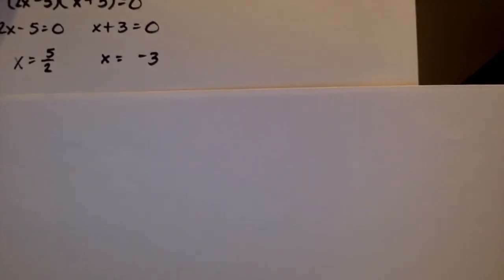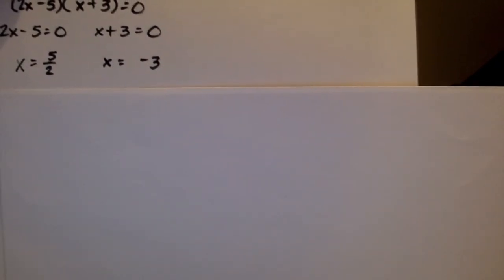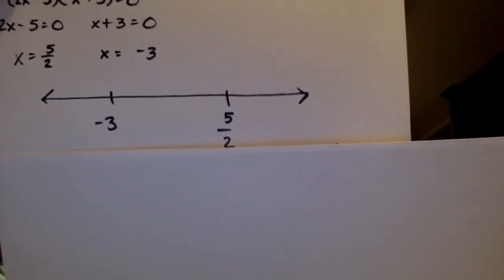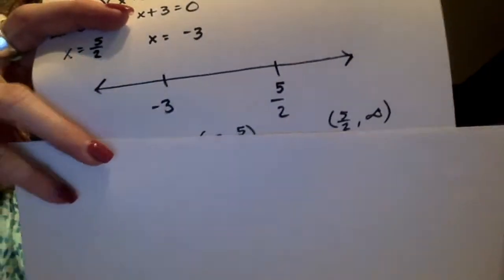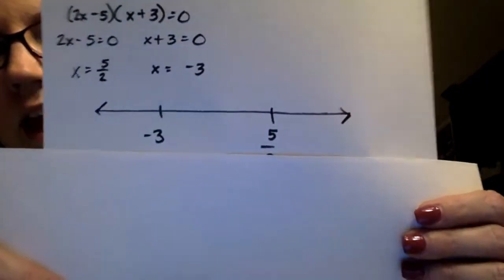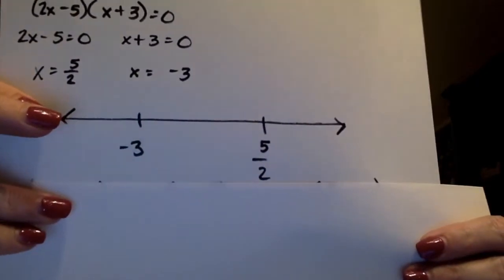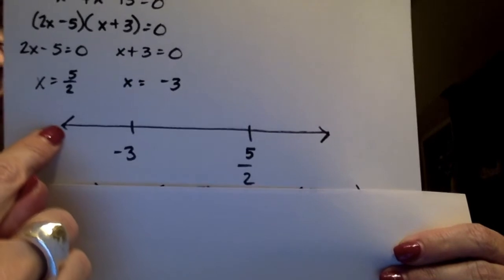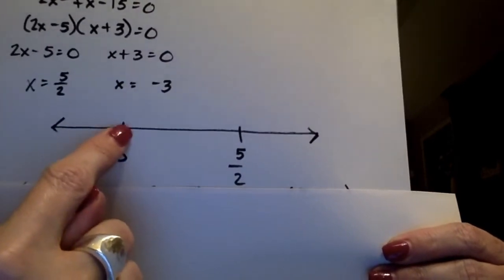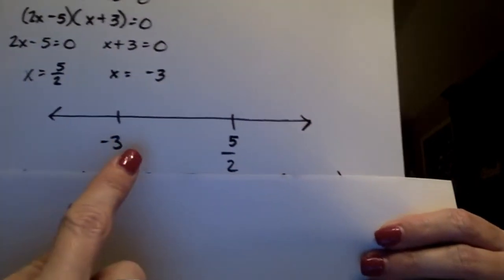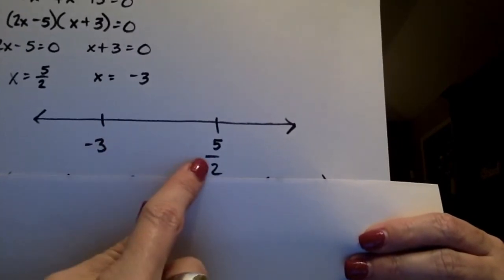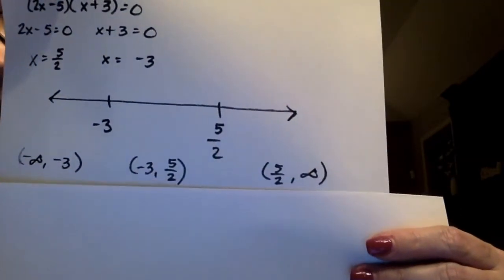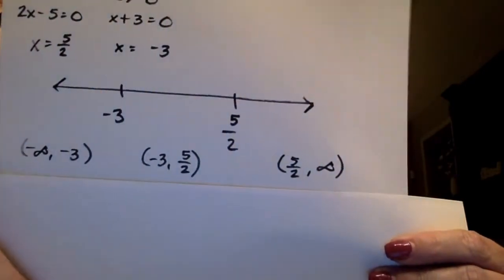Okay? Now, we're going to make a number line, and we're going to put these boundary points on the number line. It looks like this. Okay? Then, I'm going to determine the intervals. Now, in looking at that, we can start over here on the left. I'm thinking about what's the lowest number down here? It's negative infinity up to negative 3. This is a boundary. We have to stop there. Then we go from negative 3 to 5 halves. Then we go from 5 halves to infinity. So here are our intervals that we're talking about.